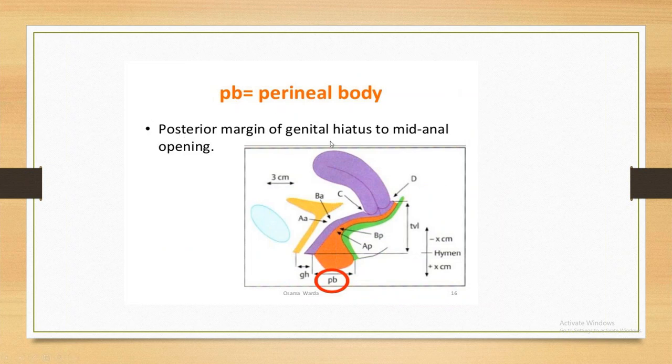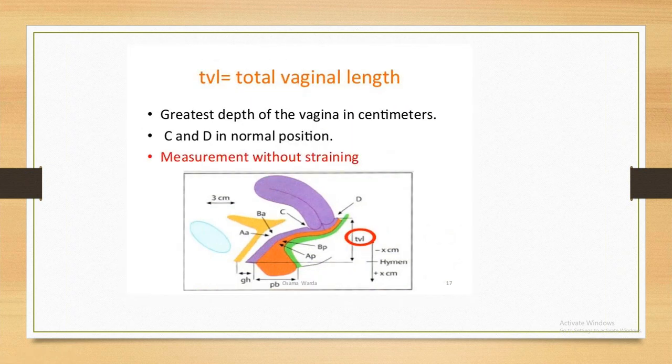Now, what is the perineal body? It is from the posterior margin of the genital hiatus to the mid-anal opening. And the genital hiatus is from the external urethral meatus to the posterior fourchette. And TVL is the greatest depth of the vagina in centimeters when C and D are in normal position. So you have to do it without prolapse. That is, with reduced prolapse, we have to measure genital hiatus, perineal body, and TVL. These three things we have to measure with reduced prolapse. Okay.